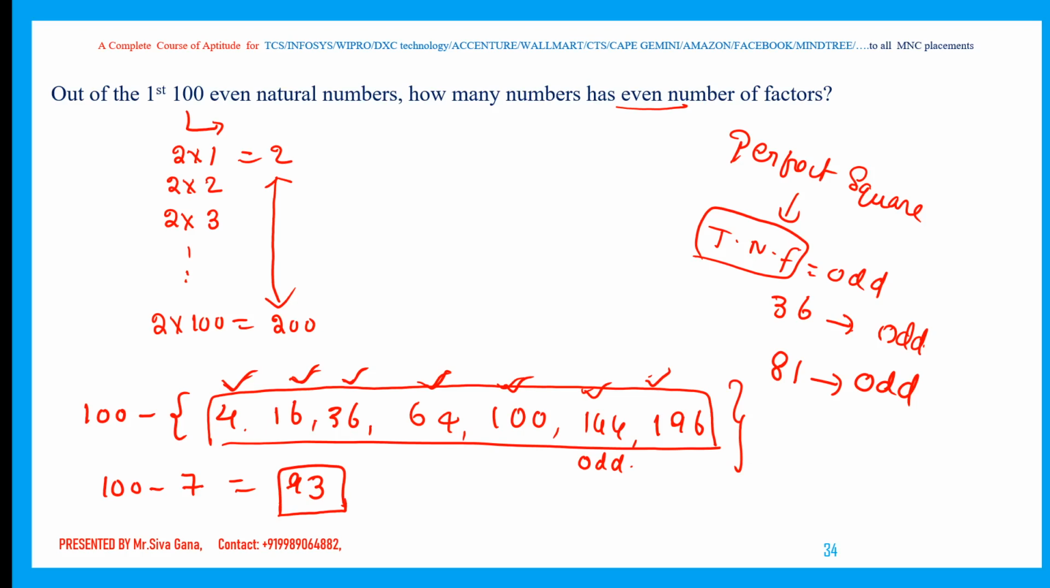We are going in a reverse way. We are just subtracting, from the total numbers, the numbers which have an odd number of factors. That's it. Remember, for a perfect square, the total number of factors is odd. Based on this concept, this question has been designed.